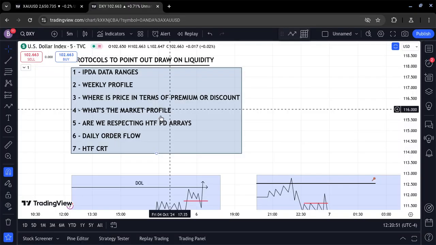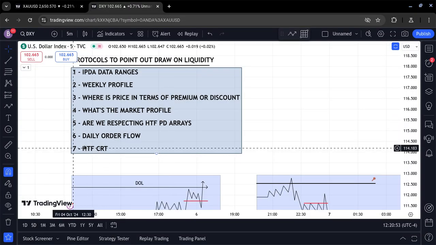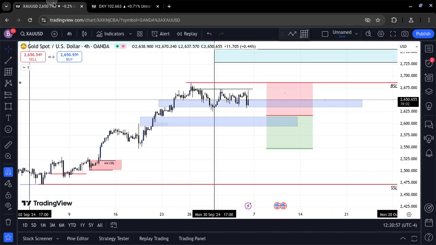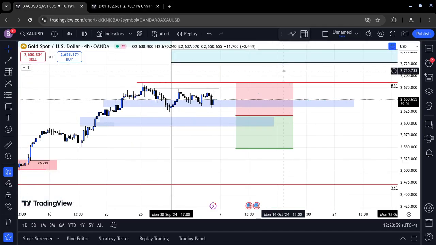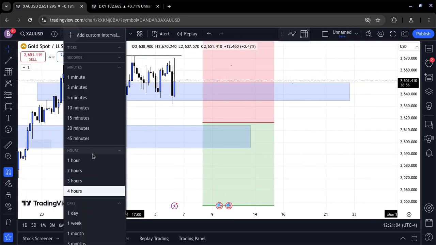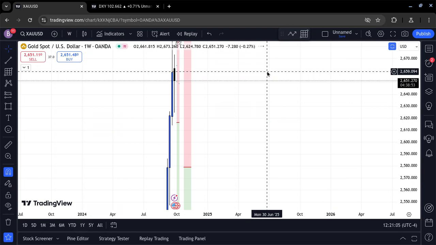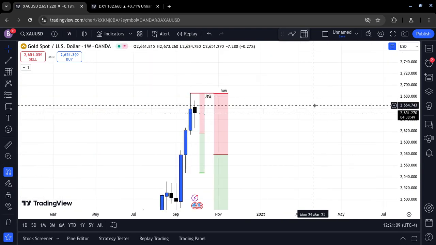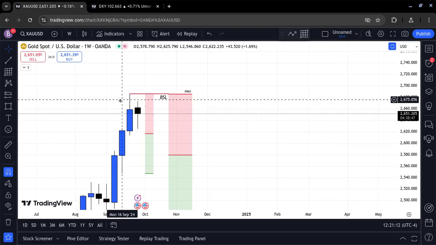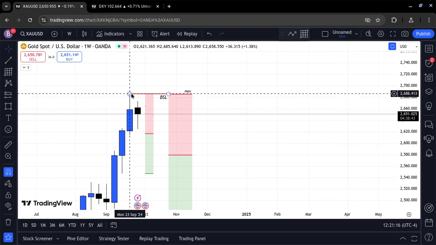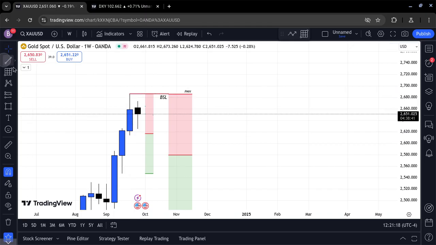And the final one is high time frame CRT. What do I mean by high time frame CRT? Always look for a higher time frame candle to see if it is turtle souped or not, like over here on a weekly time frame. This candle right here is your range. This is the previous week high, this is the previous week low. I'm using the weekly time frame now.